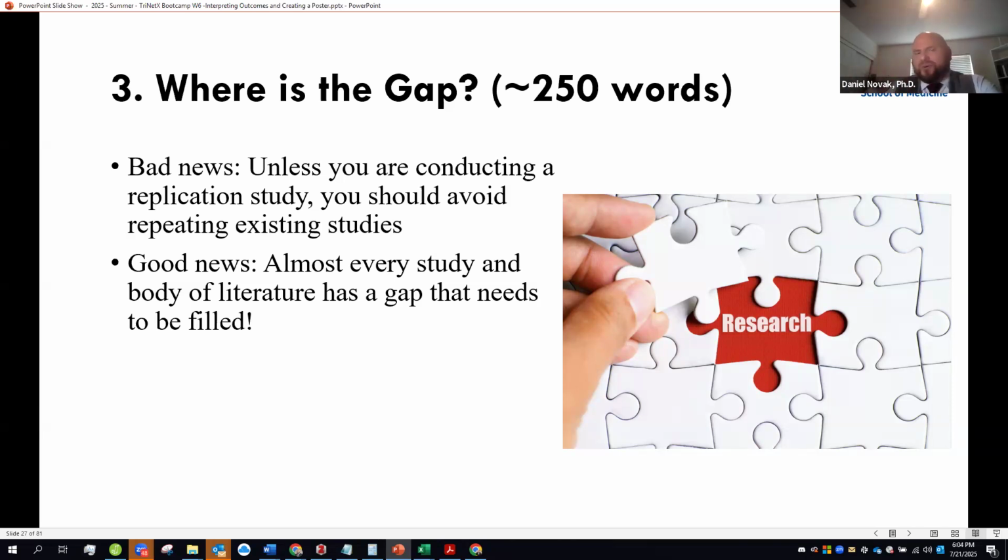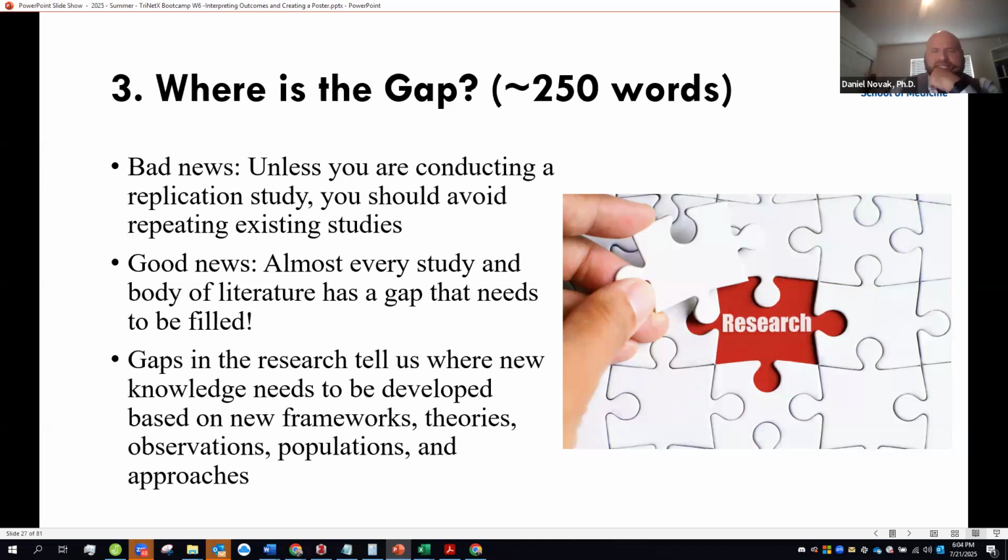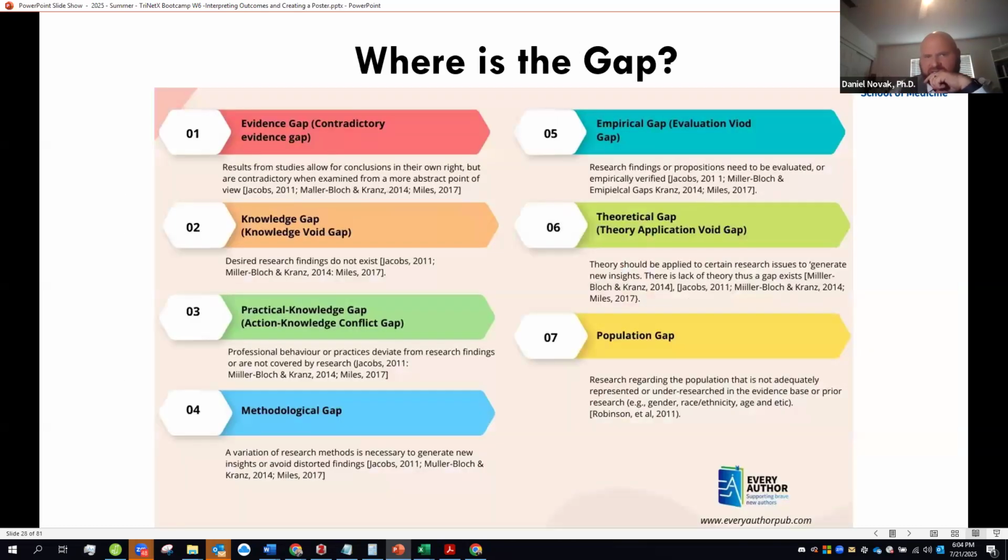And to see whether, when we use real world data and these kinds of tools to look at this, maybe we'll see different things. Gaps in the research tell us where new knowledge needs to be developed based on new frameworks, theories, observations, populations, and approaches, as I said. And there's a bunch of different kinds of gaps. So there's evidentiary gaps and knowledge gaps and practice knowledge gaps, right? Methodological gaps, empirical gaps, theoretical gaps, and population gaps.